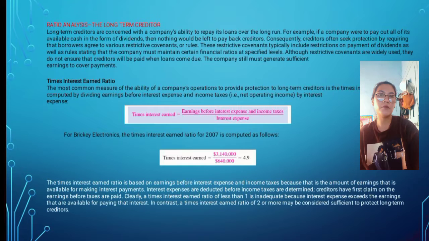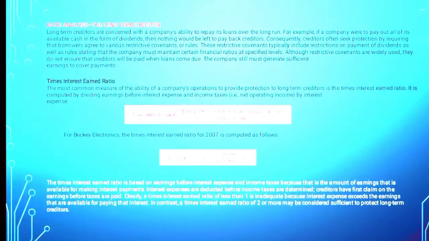Interest expenses are deducted before income taxes are determined. Creditors have first claim on the earnings before taxes are paid. Clearly, a times interest earned ratio of less than 1 is inadequate because interest expense exceeds the earnings that are available for paying that interest. In contrast, a times interest earned ratio of 2 or more may be considered sufficient to protect long-term creditors.